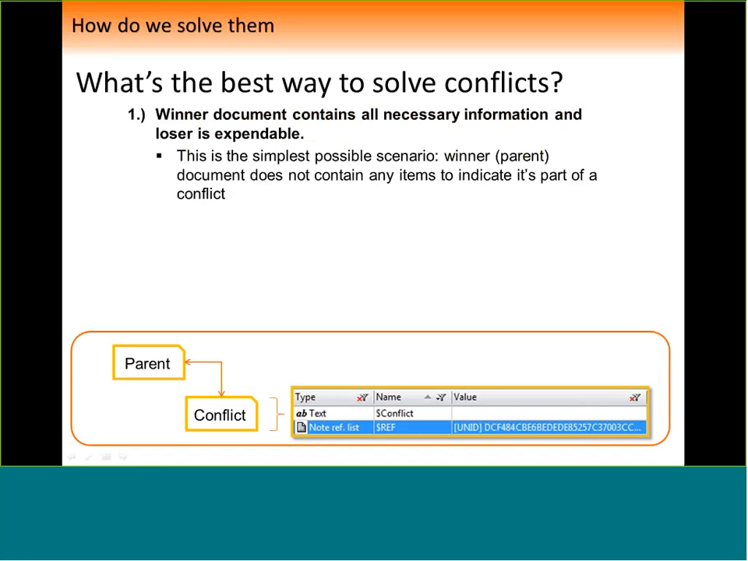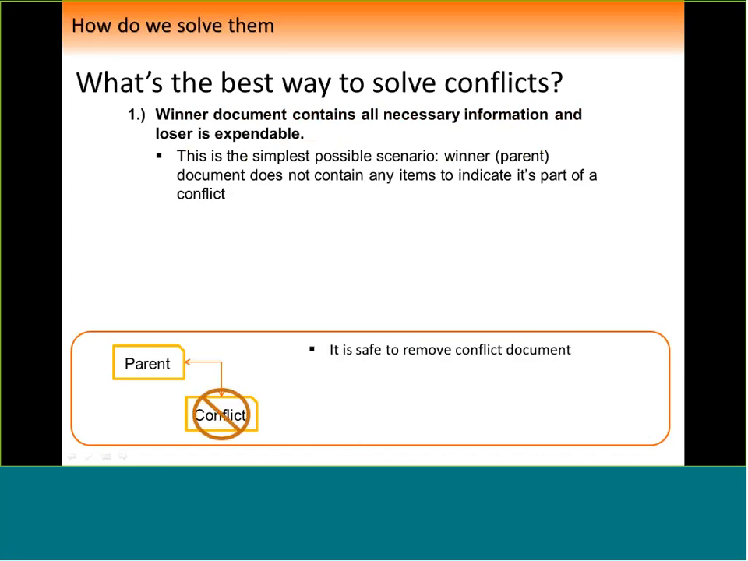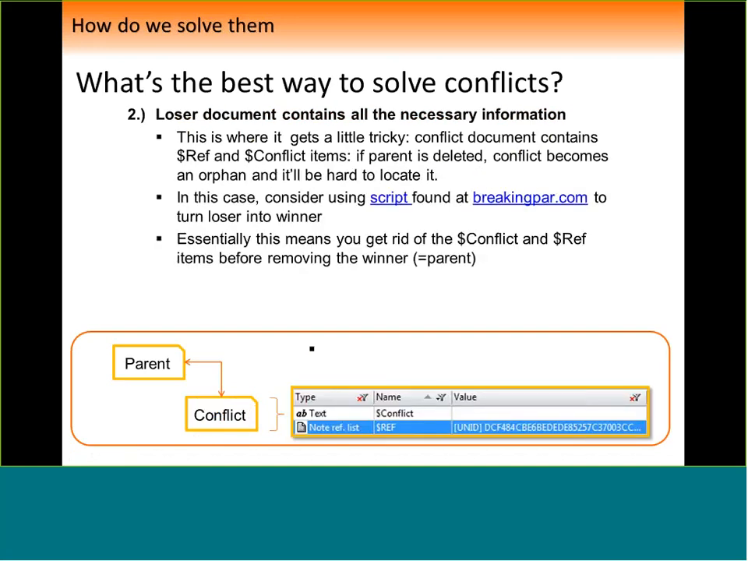In this case, we see, obviously our conflict has our $ref and $conflict items. In this case, this is the best case scenario. And what we're able to do is just delete that conflict document and completely remove it. We just have our parent remaining. So that's our best case scenario.